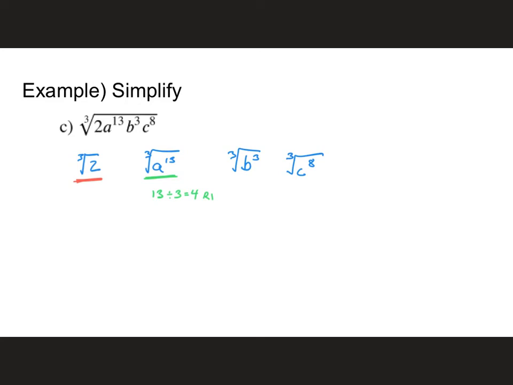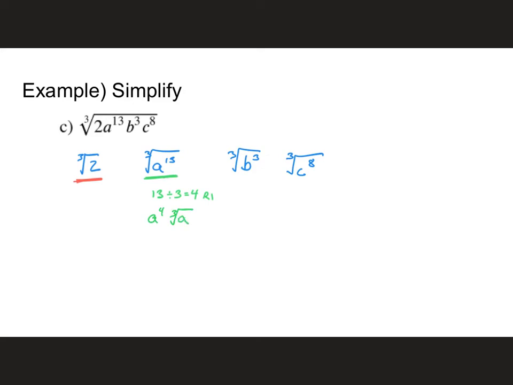This a right here stays underneath the radical. We can't do anything with it. That actually is represented by the remainder of 1. This 4 right here, that's the exponent, but the remainder of 1 is the 1 that's left underneath here. If that was a remainder of 2, for example, this would be a squared underneath the radical, but it's not. It's a remainder of 1. Okay, let me clear out some of my workspace here. So we found out that the third root of a to the 13th is a to the 4th times the third root of a to the 1st.